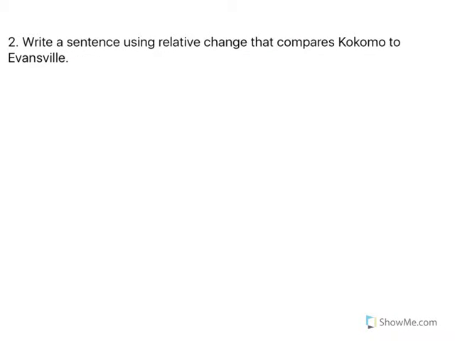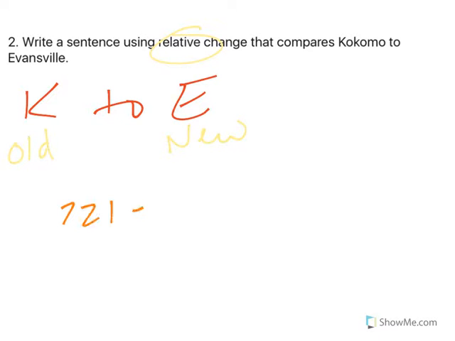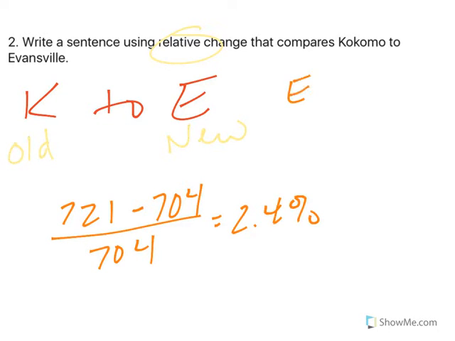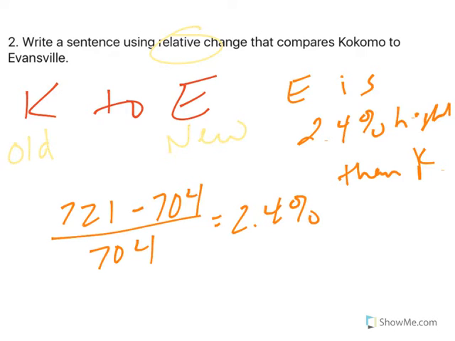Now let's compare Kokomo to Evansville. Kokomo to Evansville. So old and new, and it says relative change. So we're going to take Evansville, 721, minus Kokomo, 704, divided by 704. And I get 2.4%. That means Evansville is 2.4% higher than Kokomo. That's what that means. And that's using absolute and relative change to talk about things within same years and going from place to place.